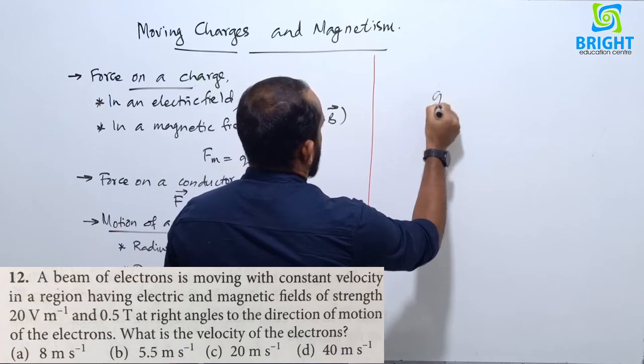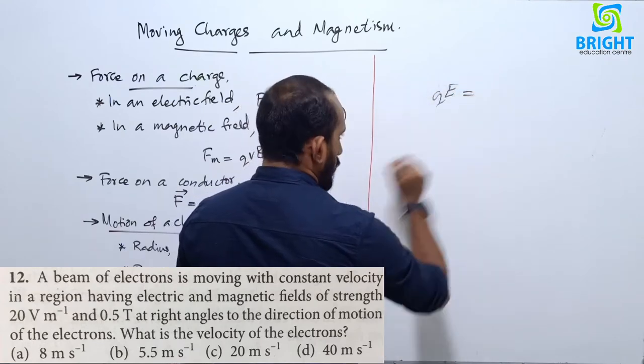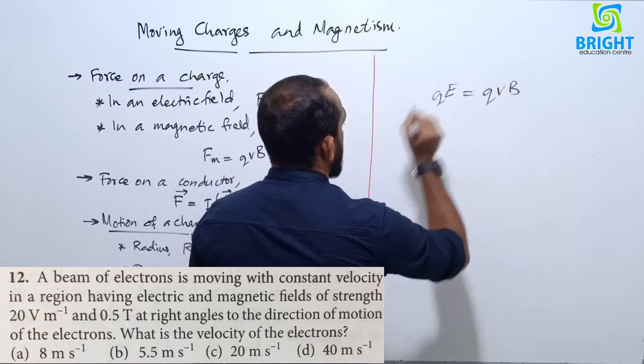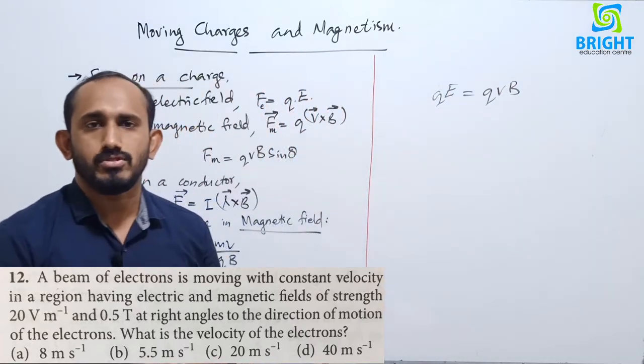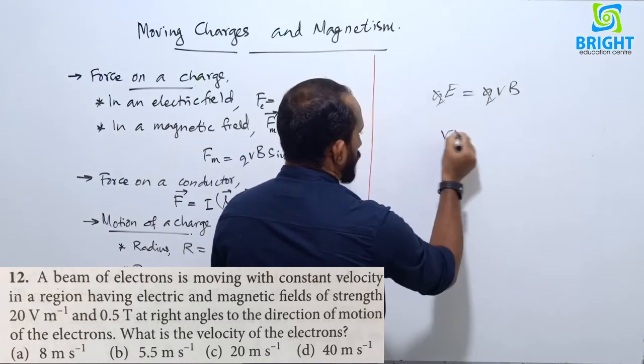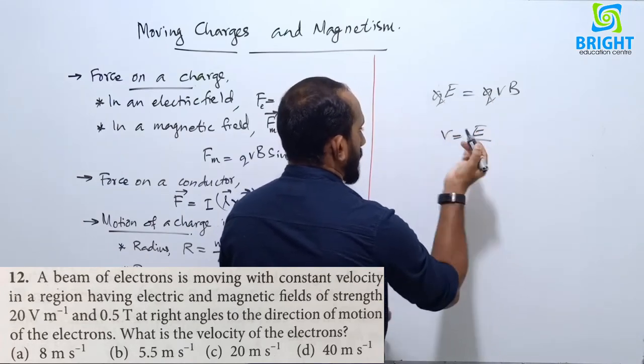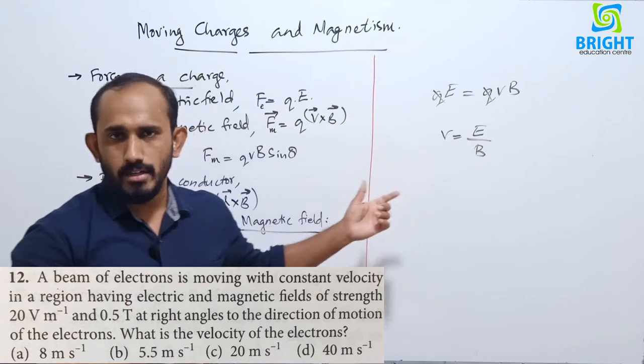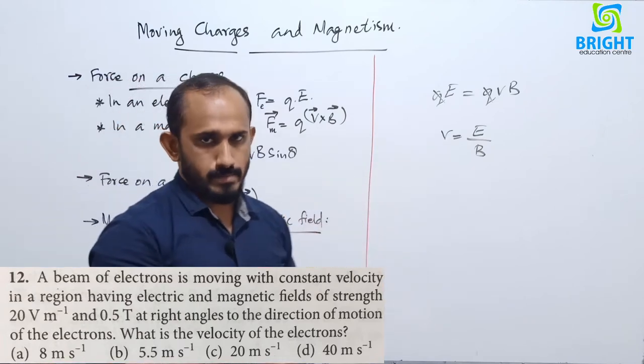We'll write this as QE equal to QVB. The magnitudes of both forces on the charge are equal. So Q cancels, and the velocity V will be equal to E by B. This concept is one important concept. It's called the velocity selector.